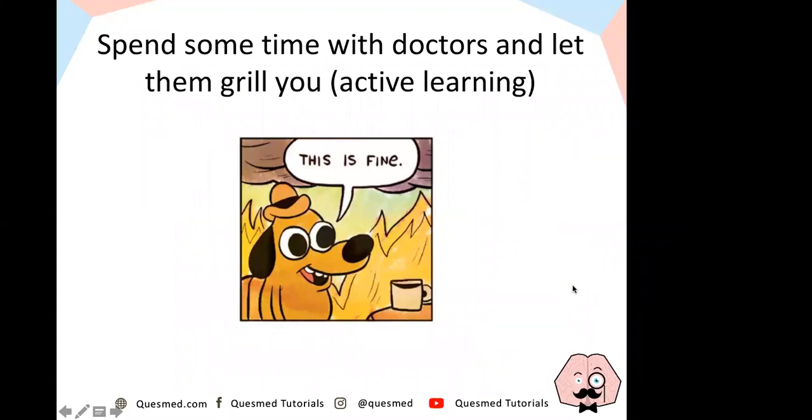And this comes down to the next stage, which is about active learning. Really getting doctors to grill you is very useful. I think it's quite scary because it puts you out of your comfort zone. You don't know the answer often, and then you may be potentially embarrassed in front of people you may not even know, who are your colleagues or the doctor in front of you.